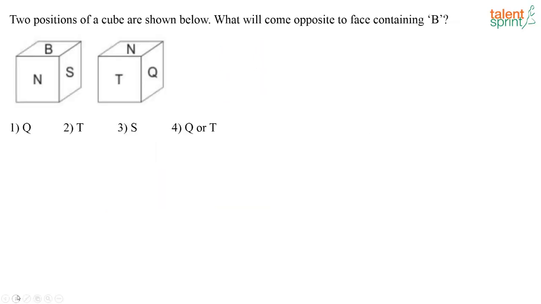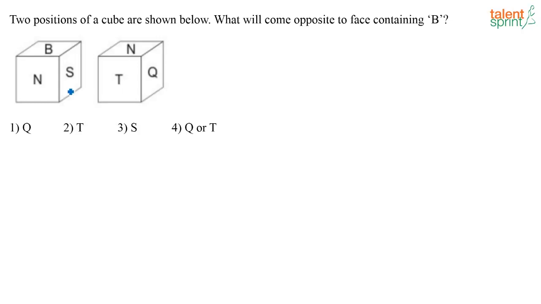Next. 2 positions of a cube are shown below. What will come opposite to the face containing B? Here they have given the cube only in 2 angles. Generally we get 3, right, and very easily we are able to find out. Here they have given us only 2 positions of the cube. So how will you do this? If the question was which is the opposite side of N, then it is very easy. Yes, I know adjacent faces of N are B and S. Here adjacent faces of N are T and Q. But then how will you find which is the opposite face of B?